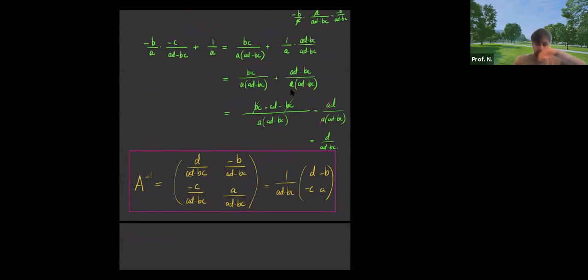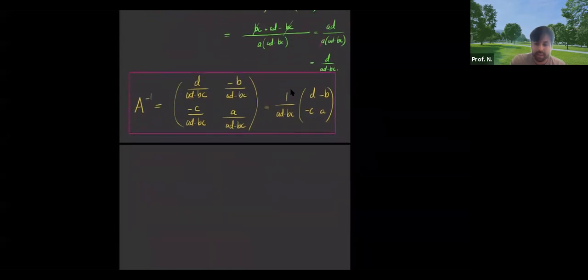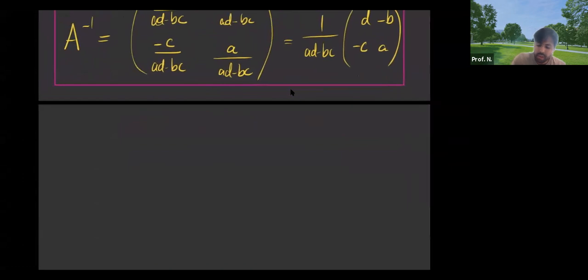Are we good with this? Does everybody see why the inverse for the 2 by 2 matrix is indeed the one that we started with from the beginning? So this is consistent, right? This is consistent with finding it.